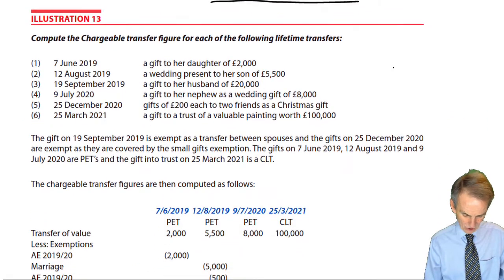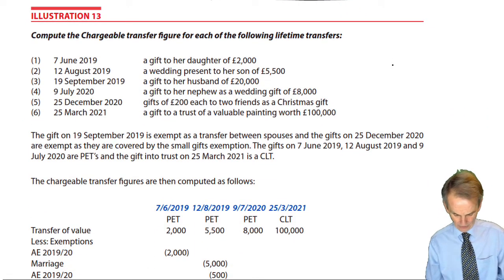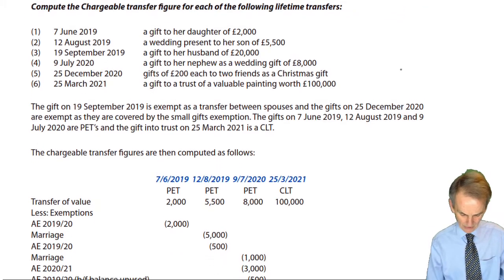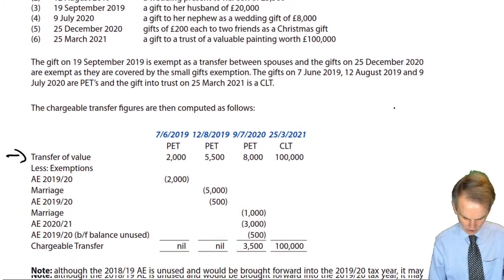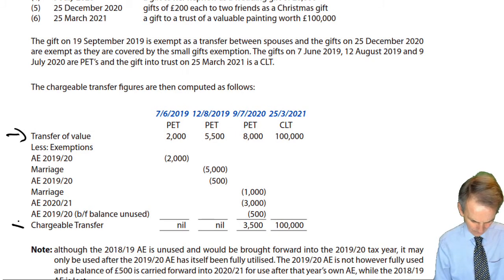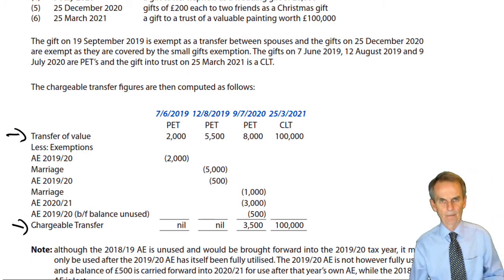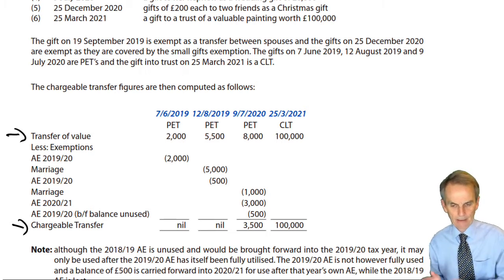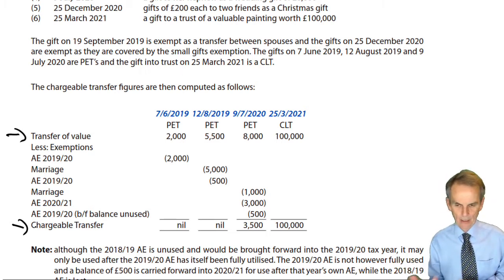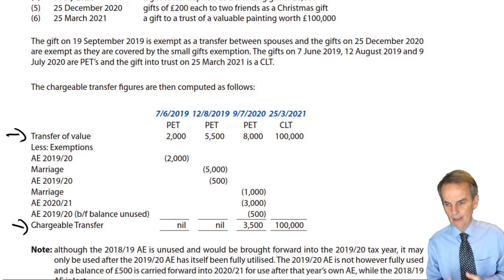We've now got our little illustration to illustrate that process of working from the transfer of value down to the figure of chargeable transfer. Now again, as we'll see in maybe the next lecture, but certainly a later lecture, when it comes to our approach to exam questions, we are likely to see the 10-mark IHT exercise in Section B.